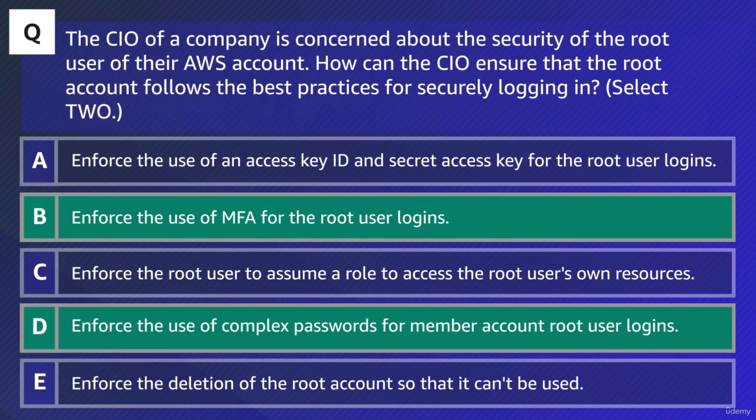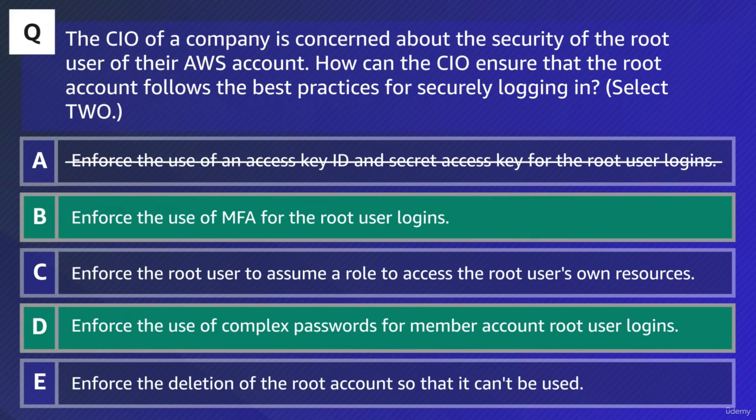Starting with A, which recommends that you enforce the use of an access key ID and secret access key for the root user logins. You use an access key ID and secret access key to make programmatic requests to AWS. You should not use your AWS account root user access key. This method gives the root user full access to all resources for all AWS services in the account, including the billing information. And the permissions for this access method cannot be reduced.